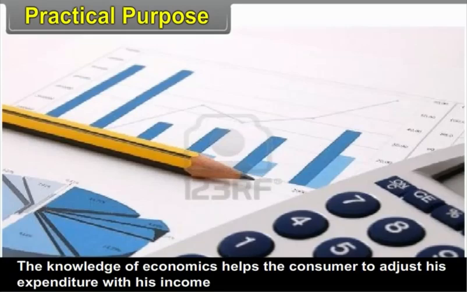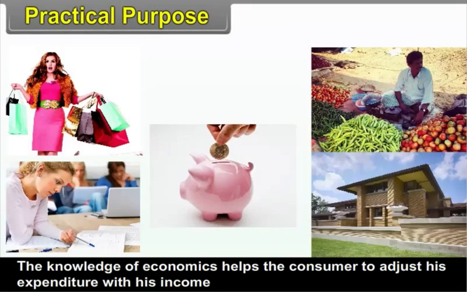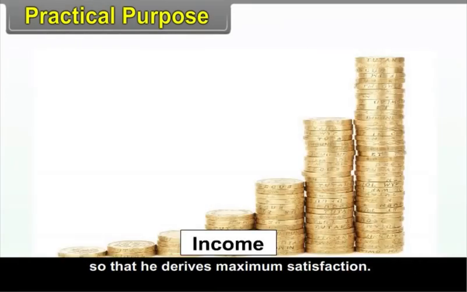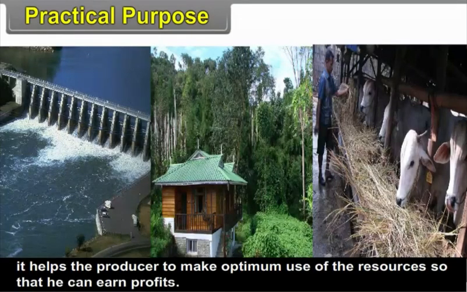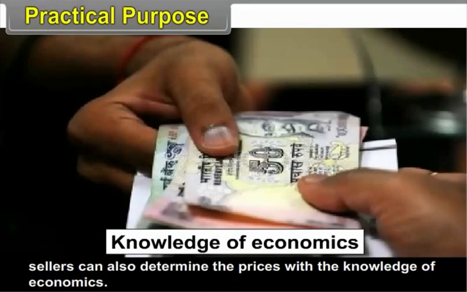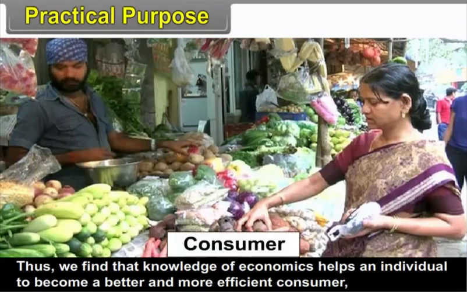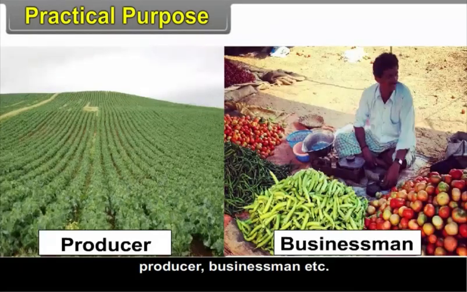Practical purpose. The knowledge of economics helps the consumer to adjust his expenditure with his income so that he derives maximum satisfaction. It helps the producer to make optimum use of the resources so that he can earn profits. Sellers can also determine the prices with the knowledge of economics. Thus, we find that knowledge of economics helps an individual to become a better and more efficient consumer, producer, businessman, etc.